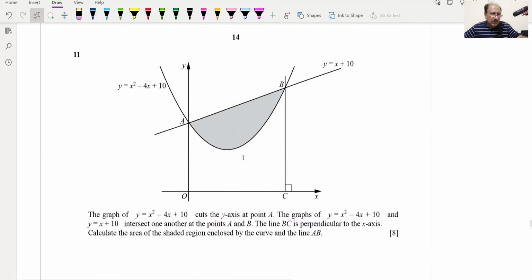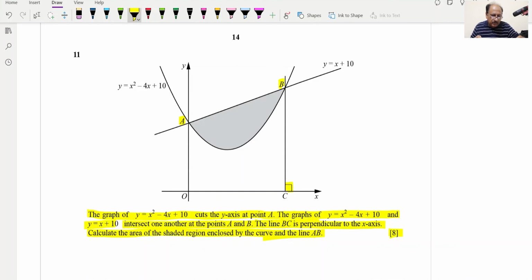Now question number 11, which is the final question of this paper. The graph of this equation cuts the y-axis at point A. This is point A. The graph of this one and this one intersect one another at the point B. B is this point. The line BC is perpendicular to the x-axis. This angle is provided. Calculate the area of the shaded region enclosed by the curve and the line AB. This is an 8 mark question.